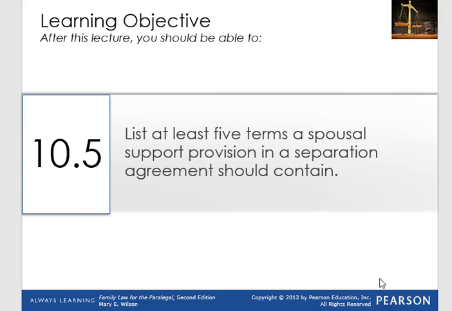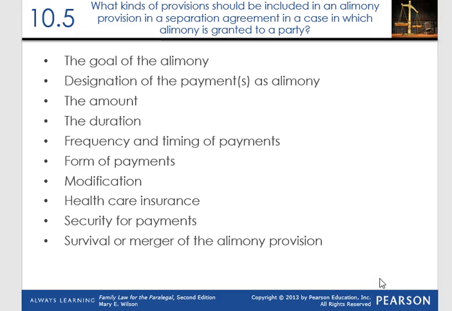List at least 5 terms a spousal support provision in a separation agreement should contain. It should contain the goal of the alimony, although it's not necessarily stated. Typically in our agreements we don't state the goal of the alimony, but it might be, for example, spousal support payable for a term of 4 years for the payee spouse to obtain an advanced degree, something like that.